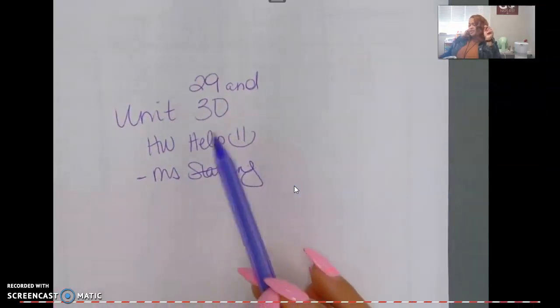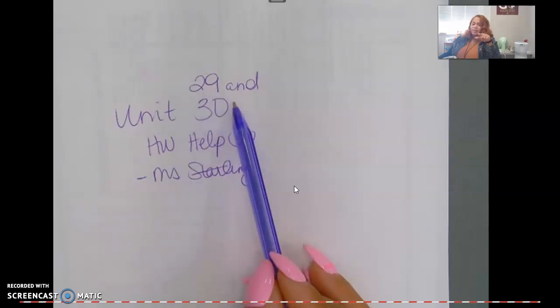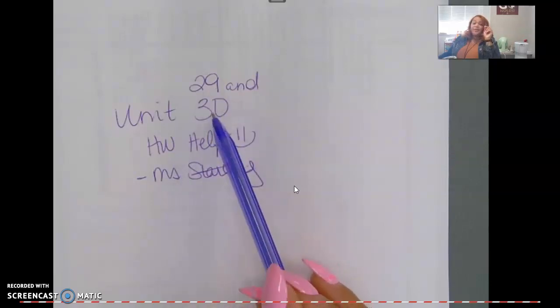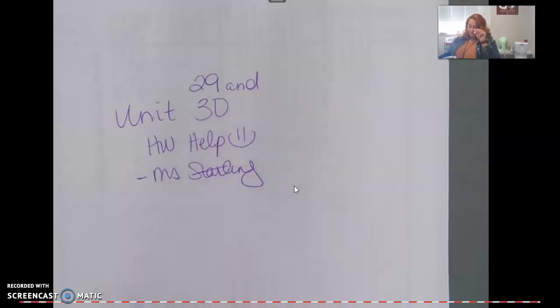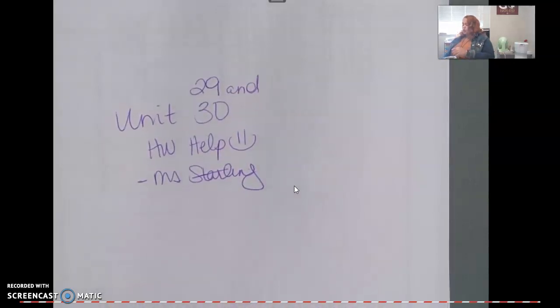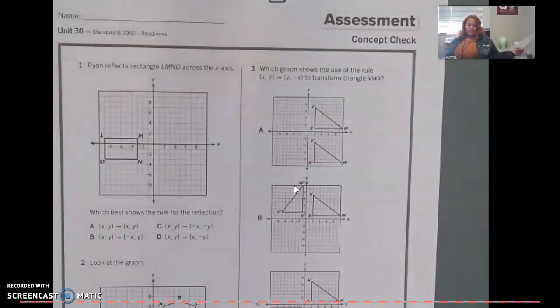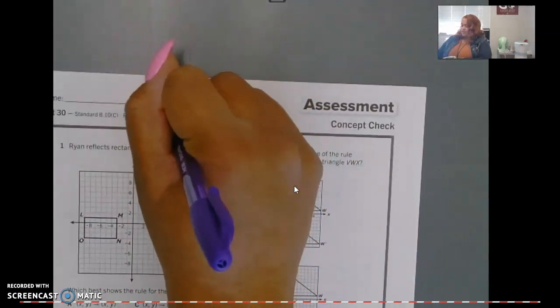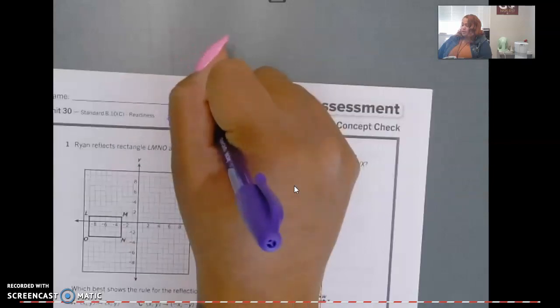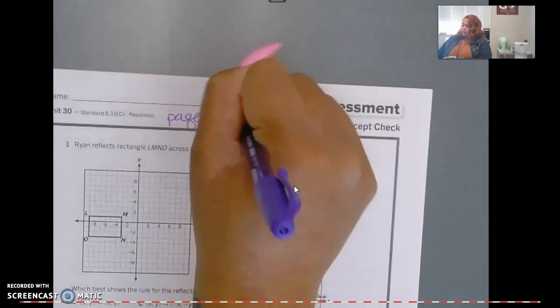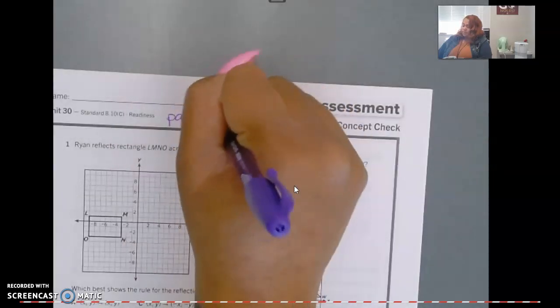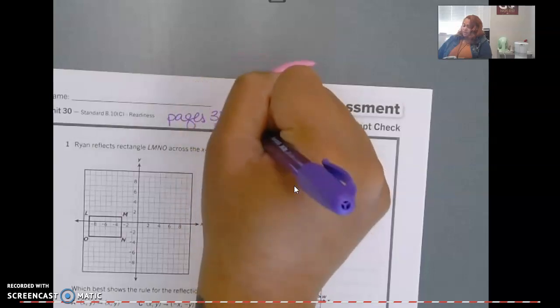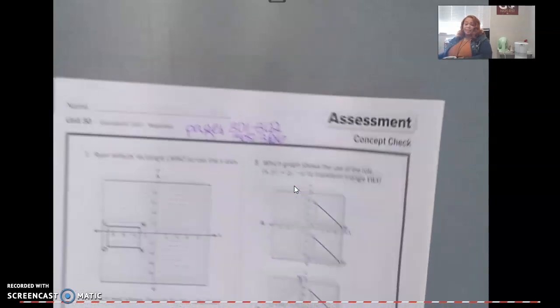It's units 30 and 29 homework help. I know I wrote them a little weird, but unit 30 is due first, so that's what I'm going to do first. So unit 30, pages 301 to 302 and 305 to 306. I guess it would help if I have them in the right order, first of all. All right, so 301.